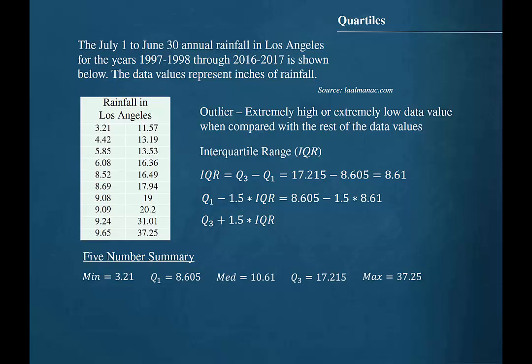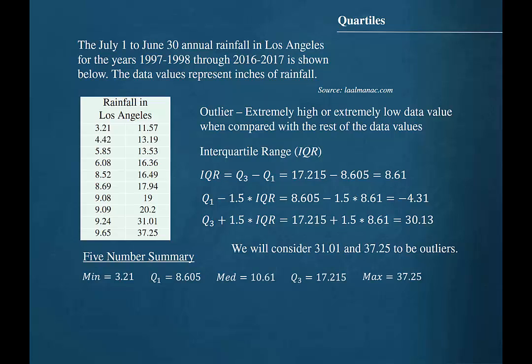Substituting in the first formula, we find a left endpoint of minus 4.31. Substituting into the second formula, we find a right endpoint of 30.13. We can see from the ordered dataset that the values 31.01 and 37.25 lie outside of this interval. So we will consider 31.01 and 37.25 inches of rain to be outliers.